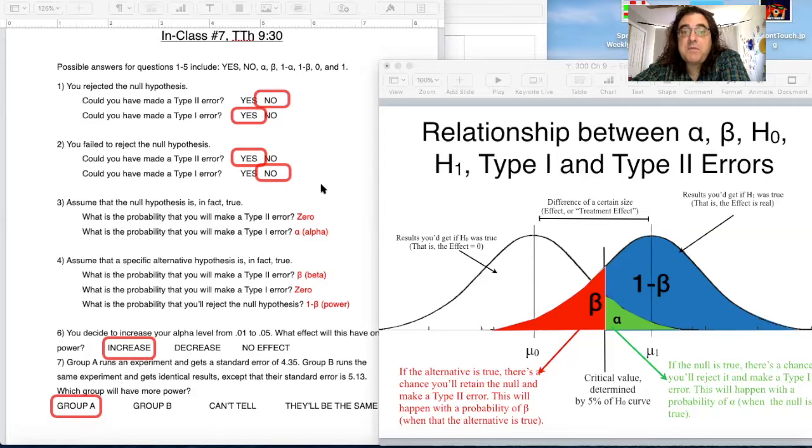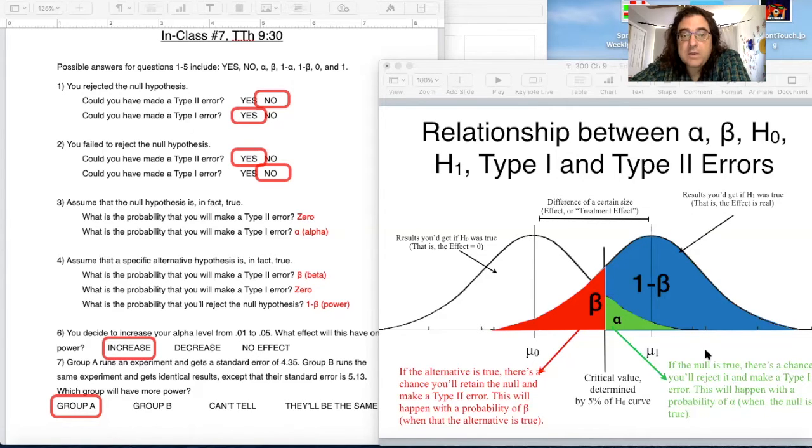Okay, number two, you have failed to reject the null. That means that you are drawing a result from this side of the critical value. Could that have been a type 2 error? Yes, type 2 error exists on this side of the critical value. If you were drawing from the alternative hypothesis curve, then that result would have been a type 2 error. Could you have made a type 1 error? No. Type 1 error involves rejecting the null. If you fail to reject the null, then you can't possibly have made a type 1 error.